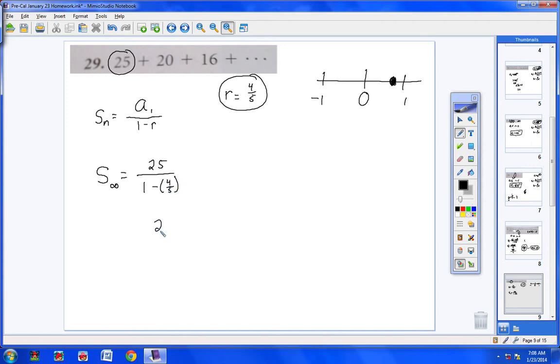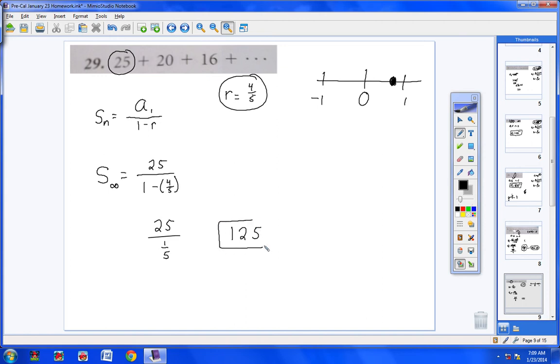So next I would have 25 over 1/5, okay, because 1 minus 4/5 is 1/5, and then 25 divided by 1/5 would give us the answer of 125, which is the correct answer.